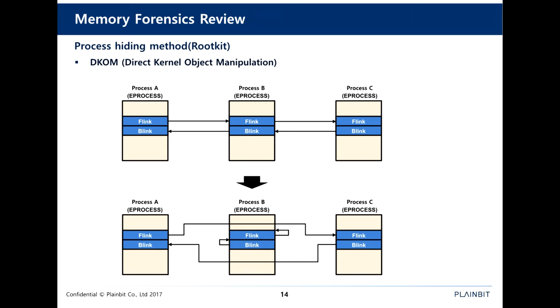So, how do I find hidden processes in memory using DKOM? There is a lot of research on how to do this. However, it does not fit the difficulty of the current lecture.